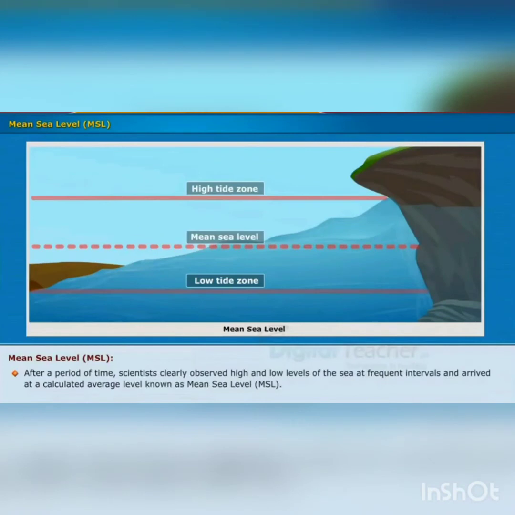Now you can see how the mean sea level is taken. High tide, low tide, and in between there is the mean sea level, which they have taken as the average line. From there you start calculating the height of the land. That is your 0 feet, from where, in feet or meters, you calculate the height of any place, whether it's a mountain or a plateau. It is always calculated from there.